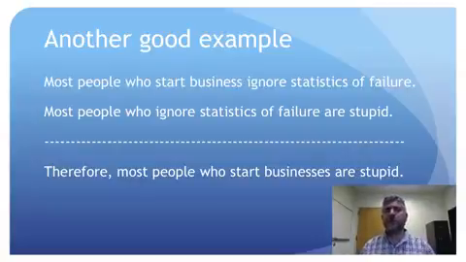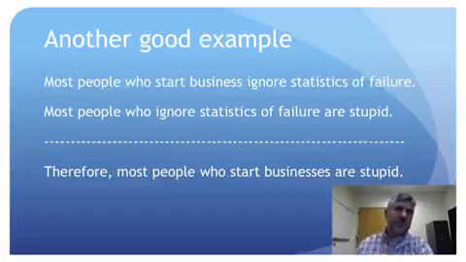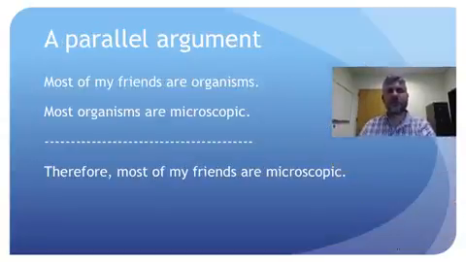From most people who start businesses ignore statistics of failure, and most people who ignore statistics of failure are stupid, how can we see that it's fallacious to infer most people who start businesses are stupid? Well, to see how this argument is a fallacy, compare it to this other argument that has exactly the same form of reasoning. Okay, so here's a parallel argument.